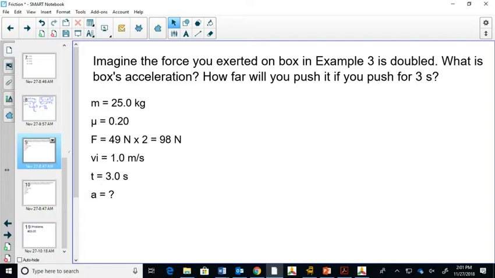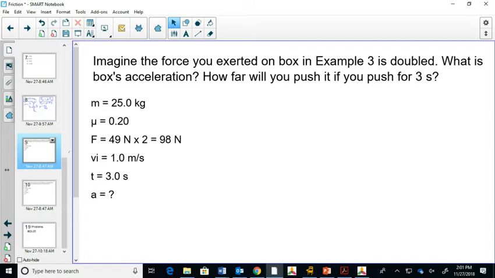Whereas today, we're going to add more push than just friction. In other words, we've got more force going than what friction can overcome, right? So therefore, this box, in this case, is going to accelerate. It's going to move.